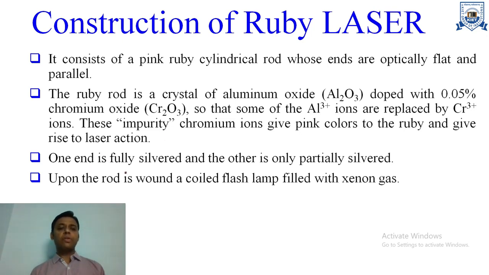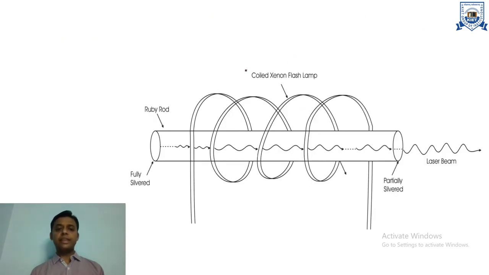One end of the ruby rod is fully silvered and the other is partially silvered. Around the ruby rod is wound a coiled flash lamp filled with xenon gas. As we can see here, this is the ruby rod, and this end is fully silvered and this end is partially silvered. On this ruby rod a coiled flash lamp is wound, and here is also a cooling system with which we will cool the ruby rod.